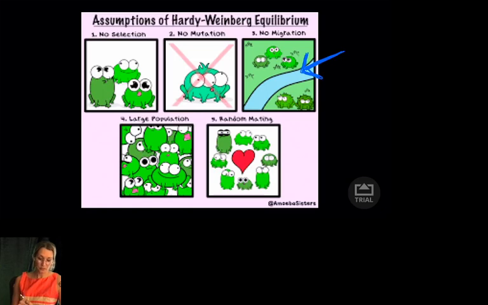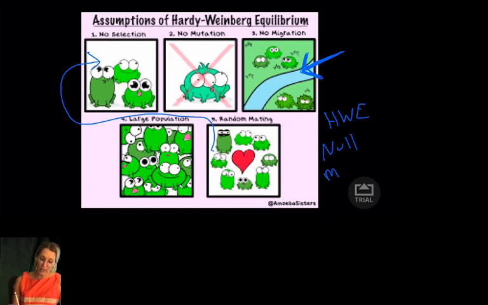That can change. And you've got to have a large interbreeding population, and the individuals in that population don't prefer some individuals more than others. So no selection, no mutation, no migration, large population, random mating. Random mating, I think, fits in with no selection because that would be sexual selection, but a lot of people like to point that one out specifically. So remember that Hardy-Weinberg equilibrium is the null model. That's why it's useful to us.